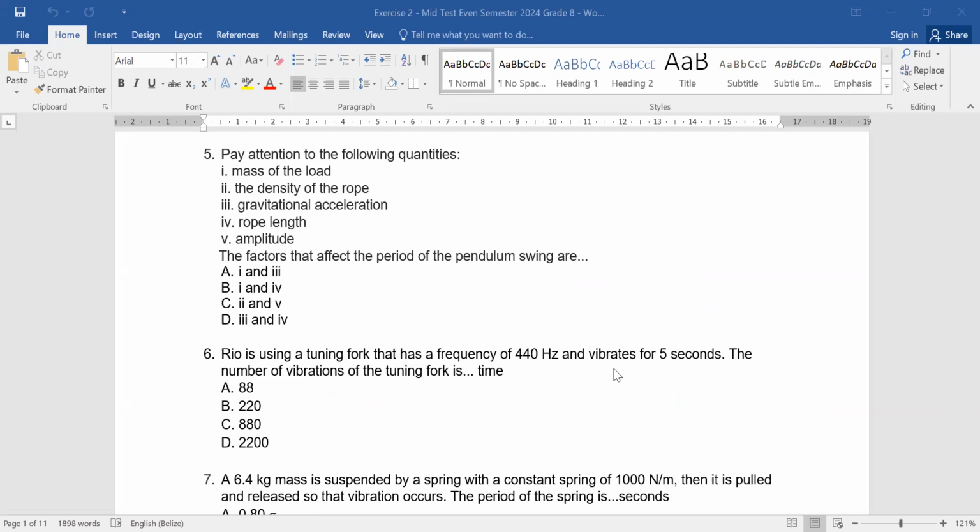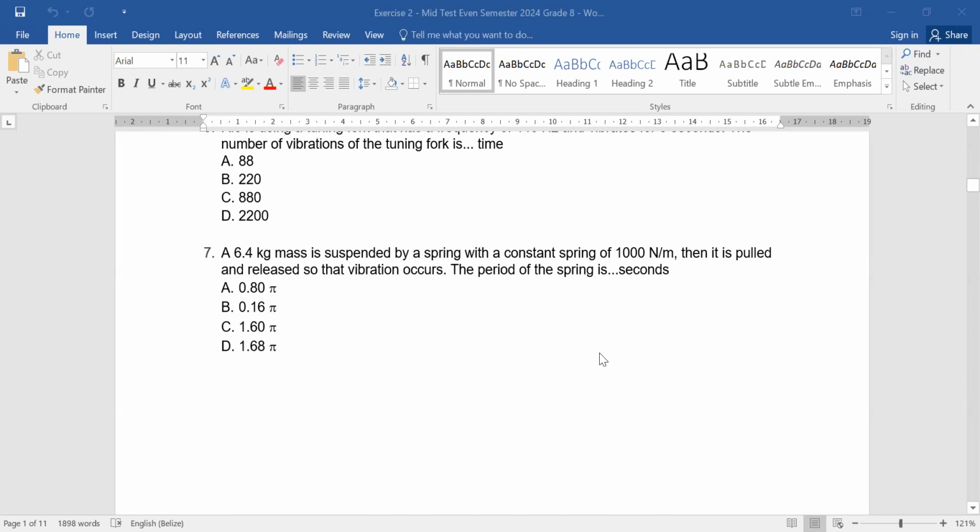Okay, number 7. We start with number 7 first. For question number 7, given a mass that is suspended by a spring with a spring constant of 1,000 Newton per meter, right? The given information: the mass is 6.4 kilogram, and the spring constant is 1,000 Newton per meter. It's pulled and released so that vibration occurs, and you need to find out what the period of the spring is.